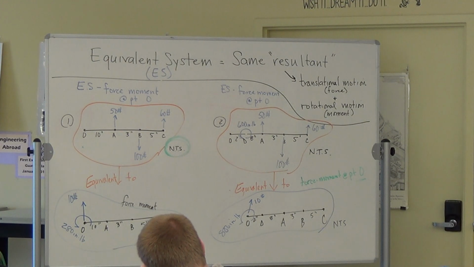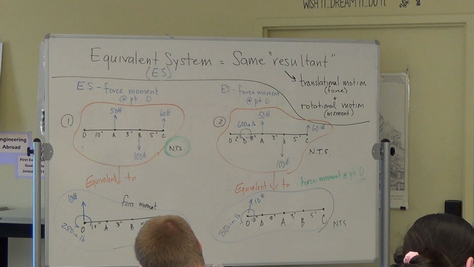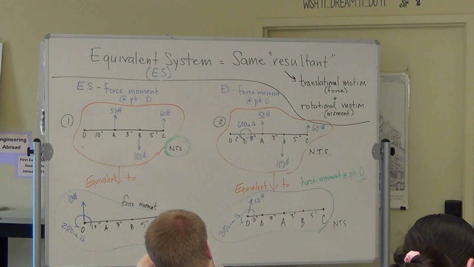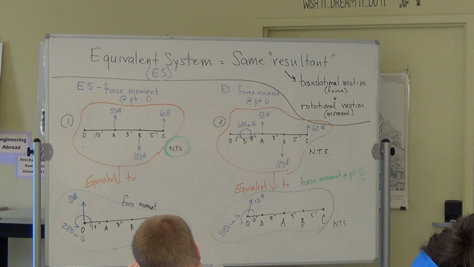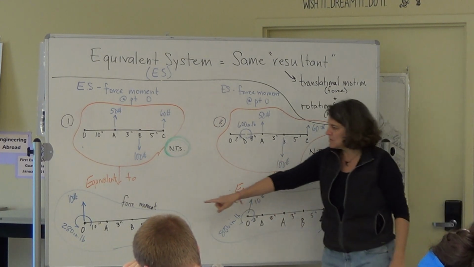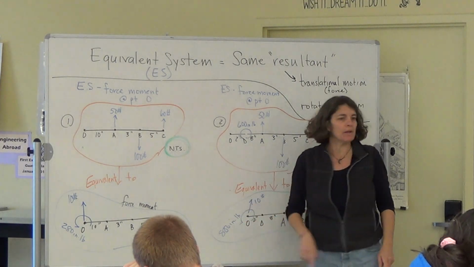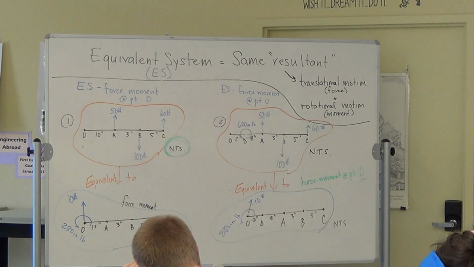Here's problem 2. Point O, point C, 18 inches. And now I want to get an equivalent system that's a force at a location from point O, because point O is the one in question. So in these 2 cases, I showed a force and a moment at point O, and now I'm showing only a force.